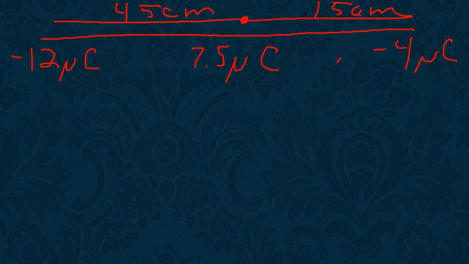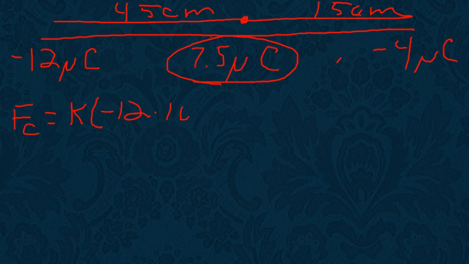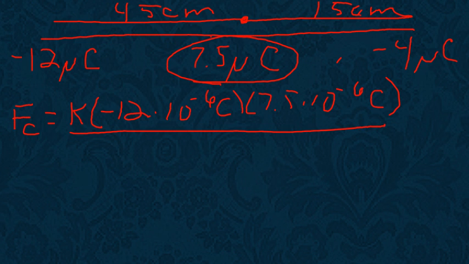And the question becomes, what is the force on our center charge? So what's the net force on the 7.5 microcoulomb charge? First thing we do, set up our Coulomb's law expression for each charge pair. So K, negative 12 times 10 to the minus 6 coulomb, 7.5 times 10 to the minus 6 coulomb, divided by my distance, which must be in meters, so 0.45 meters squared. And when we do that, we get a 4 Newton force.